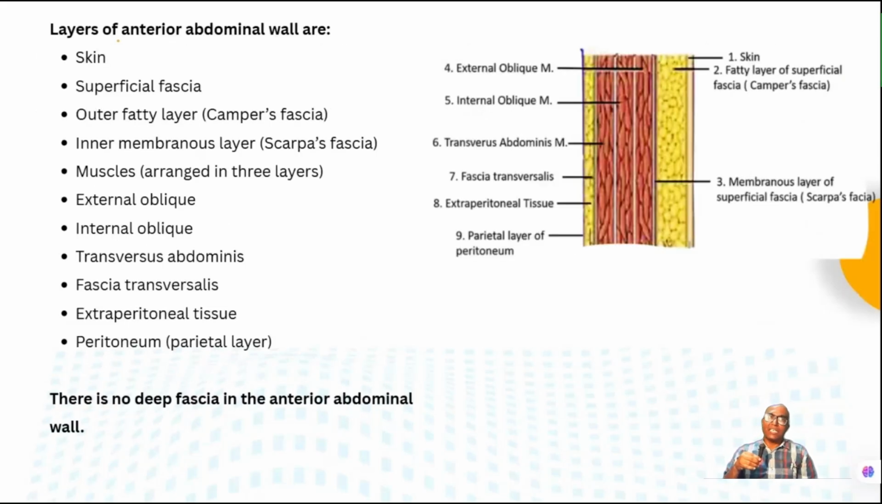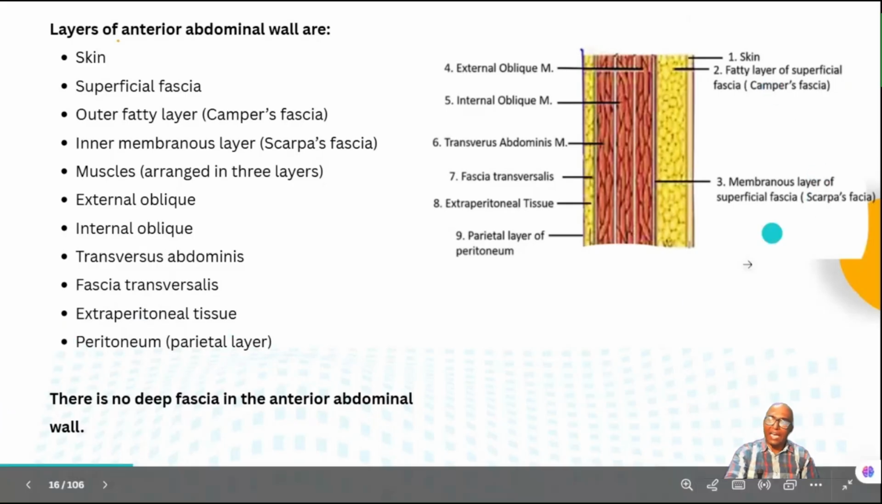Now let us see about the layers of the abdominal wall. So the layers of the abdominal wall are skin, superficial fascia. This superficial fascia is divided into two: the outer Camper's fascia and the inner membranous Scarpa's fascia. Then there are muscles, which are three in number: external oblique, internal oblique, transversus abdominis, below which lies the fascia transversalis. Then there is the extraperitoneal tissue and the peritoneum. So these are the 9 layers.